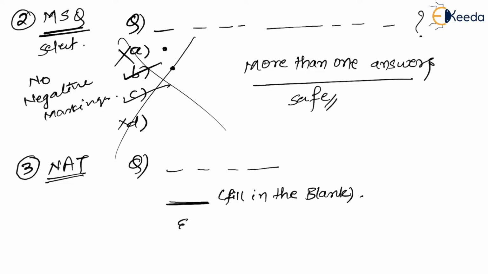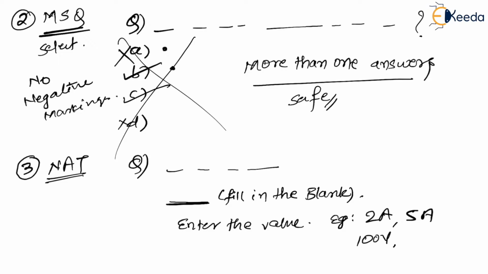And you are supposed to enter the values. Enter the value there. In the sense, for example, let us say 2 ampere, or let us say 5 amperes, or let us say 100 volts, etc. So that value, this 2, 500 and all, this value has to be written here. So it is going to be N18.